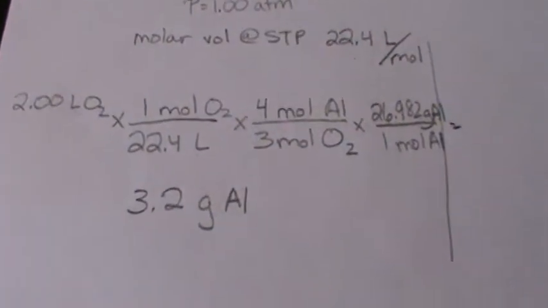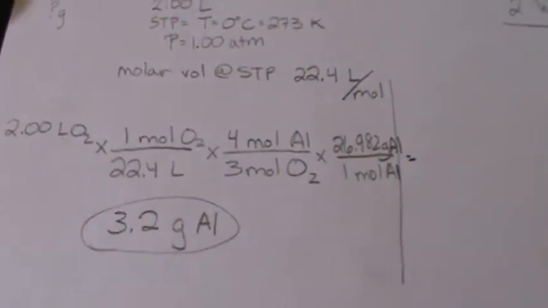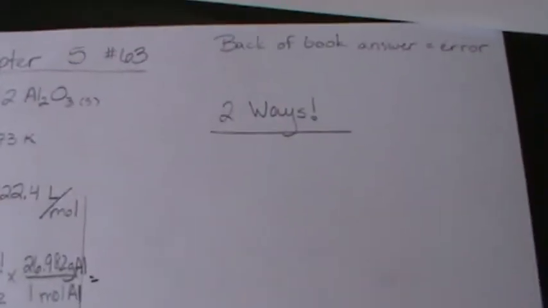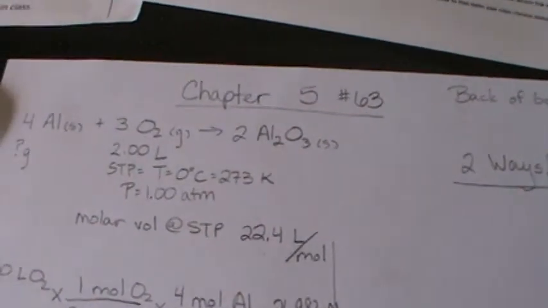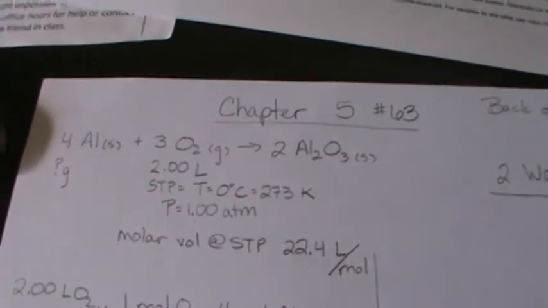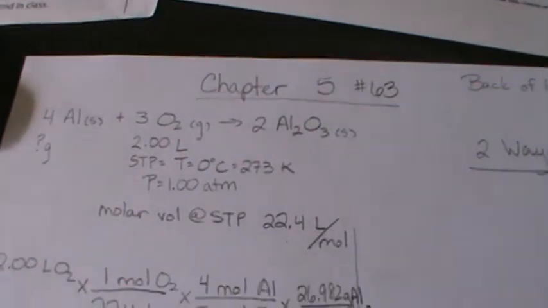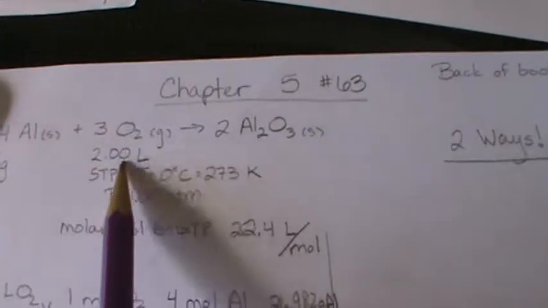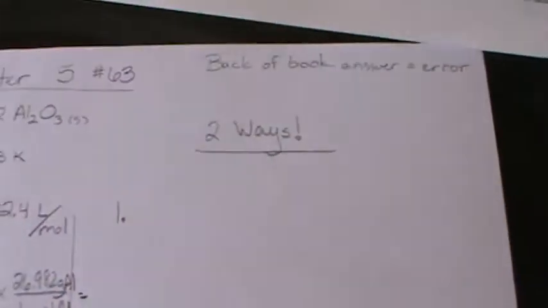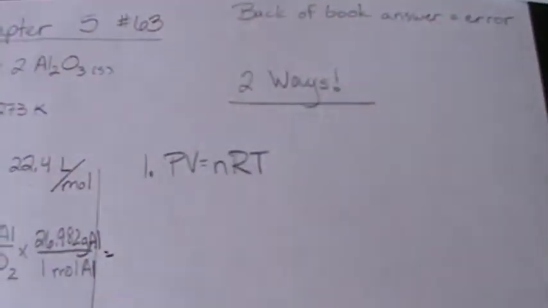The other way to do this is what we call a standard method for gas stoichiometry, and that's that we use the ideal gas law, PV equals nRT, and stoichiometry, and it depends on which one we do first. Since we're beginning with a volume, we would do the ideal gas law first. So this is our step 1: we use the ideal gas law, PV equals nRT.